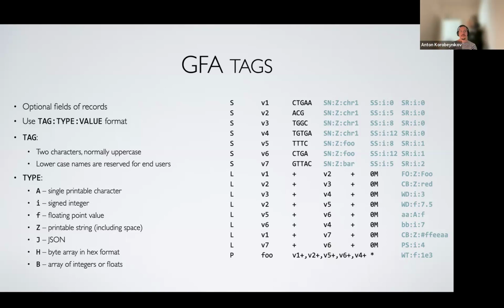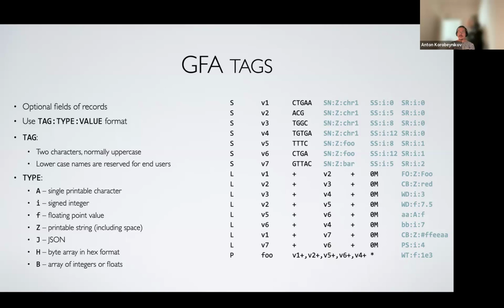The name is essentially two characters, normally uppercase. The spec reserves the uppercase for standard tags, and the lowercase names are reserved for end users. So essentially, if you want to annotate your assembly graph with whatever you want, then you could just use lowercase names for the tags, and consumers, if they adhere to the specification, would just ignore them.